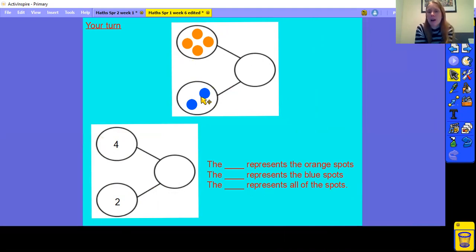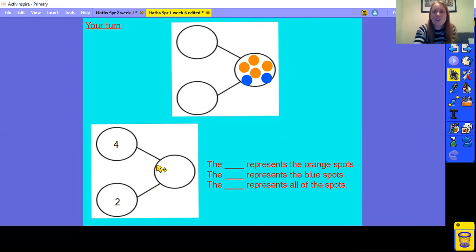Now I need to work out how many I have in the whole number. Let's move them across. 1, 2, 3, 4, 5, 6. Pause the video while you write the numeral that represents the whole amount.